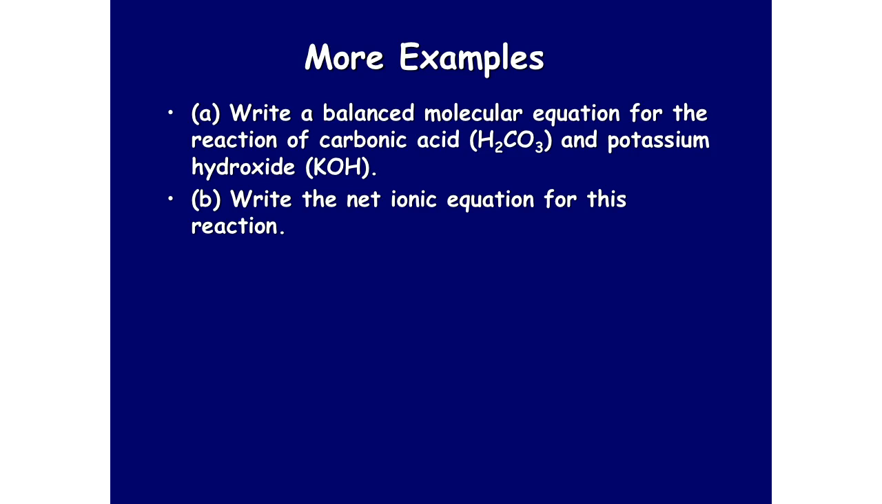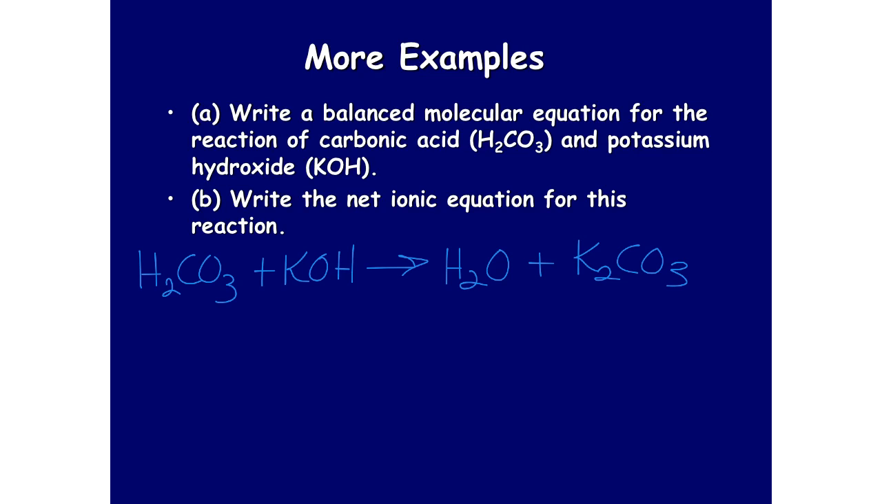All right, we have another example. So now we are going to react carbonic acid with potassium hydroxide. So we have an acid plus a base, so we have to make water and an ionic salt. Our ionic salt would be K2CO3 because potassium is +1, carbonate is -2. For balancing, we're going to need a 2 in front of the KOH and a 2 in front of water.